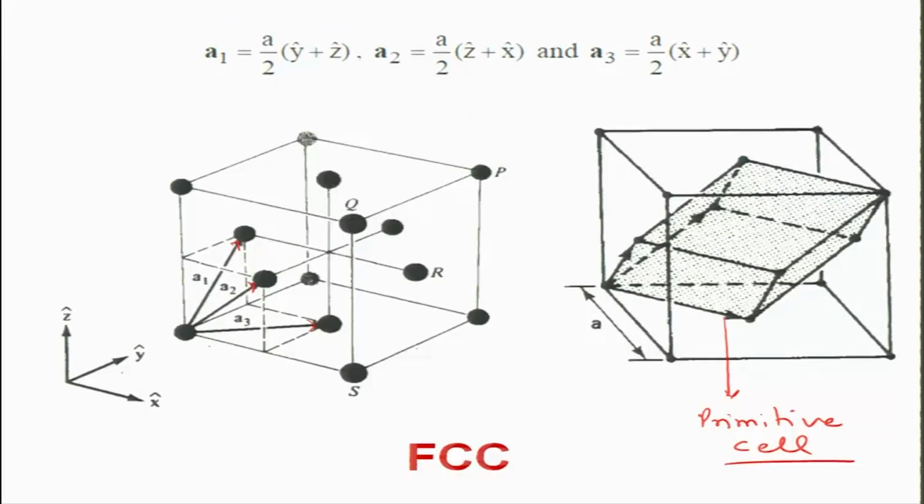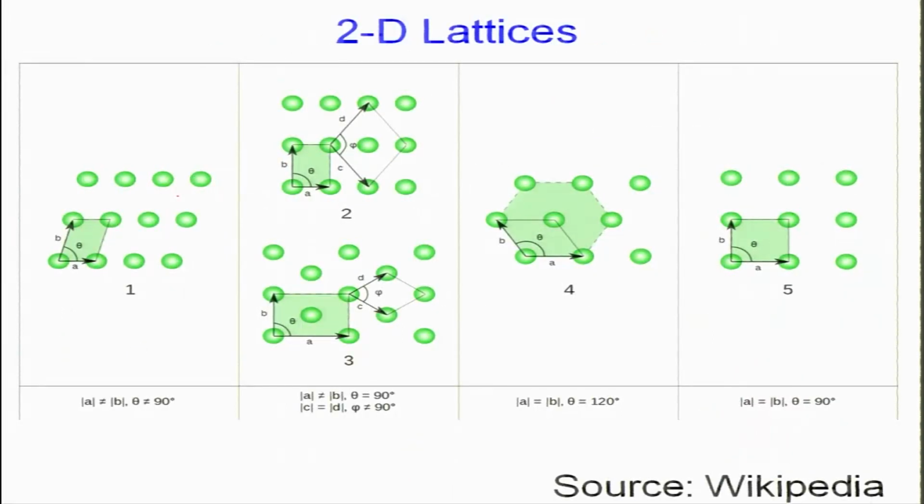Non-primitive lattice vector would be, you have a cube. So non-primitive lattice vector would be this, that and that. But these are shortest lattice translation vectors which are primitive lattice vectors. So I think in one of the earlier classes I asked you to draw 2D lattices which are possible. So there are few possibilities.